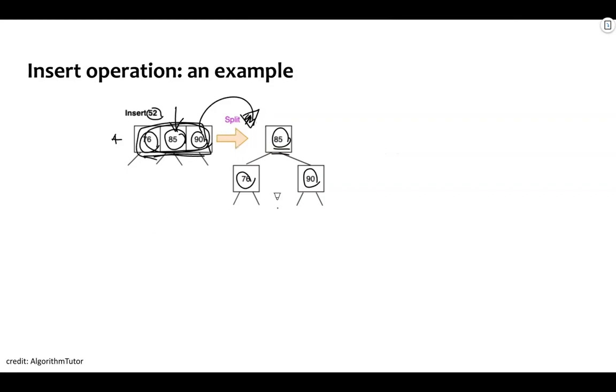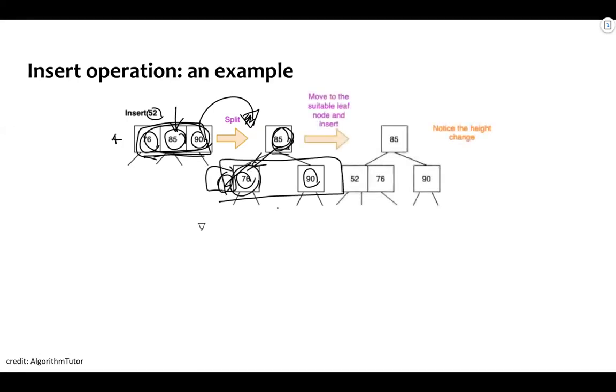And where should we insert 52? Now, this is a new bottom level. And 52 should go to this part because 52 is smaller than 85. So it should go to the left part. And this is the bottom level, and we can add 52 here. So that's what we are going to do. And as you can see here, the height changed. Height increased, actually. So in this way, we're always adding new items at the bottom level.